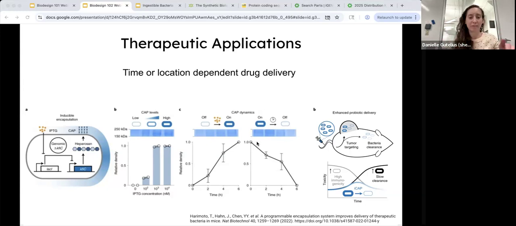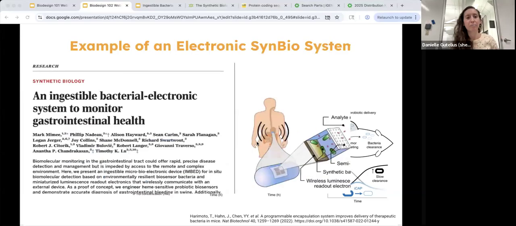So they told the bacteria when to encapsulate, and then over time, when that inducing agent went away, the encapsulation turned off, and then they could be cleared from the body. All right, so that's a cool way of ensuring that they survive long enough to deliver it, but then they can actually get cleared out.